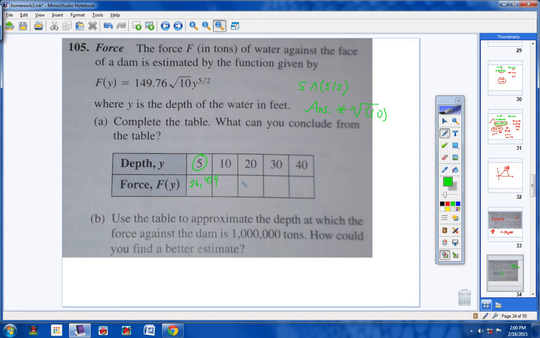So this one here is going to be around, I'm rounding, this one here is going to be around 149,000. 20 is going to give you out around 847,000, I'm rounding.